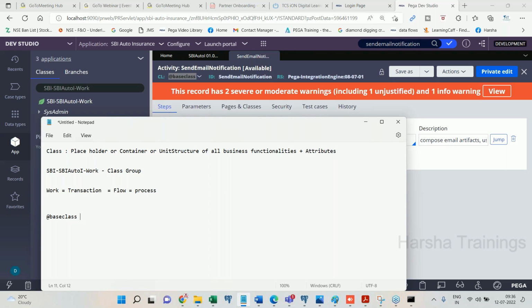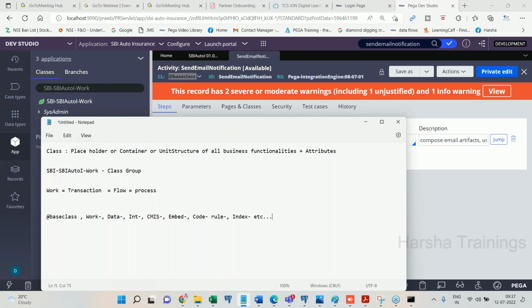We call them OOTB classes. I'll give you just the names. I am not going to tell you which functionalities will be in which classes as of now. @baseClass, you know, right? Work-, Data-, Int-, CMIS-, Embed-, Code-, Rule-, Index-, etc. Like this, 14 topmost classes are there. How many topmost? 14. When I say topmost, below that there will be n number of classes. We don't need to focus on everything now, and you don't need to read it, you cannot remember.